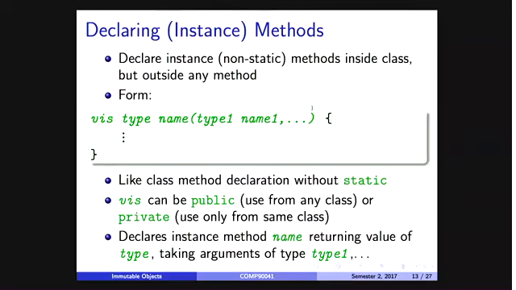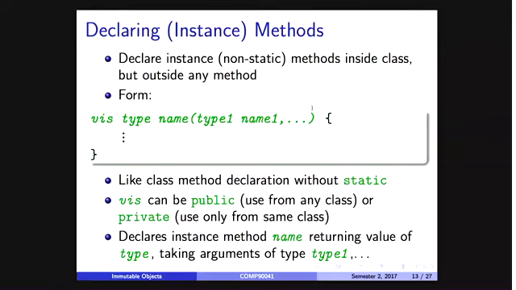that looks like this. So viz is the visibility. We'll come back to that. Type is the return type of the method. And if the method doesn't return anything, we just say void. And name is the name of the method, and then we have pairs of type and name for the parameters to the method. So it looks just like a class method that you saw last week, except we just don't say static.